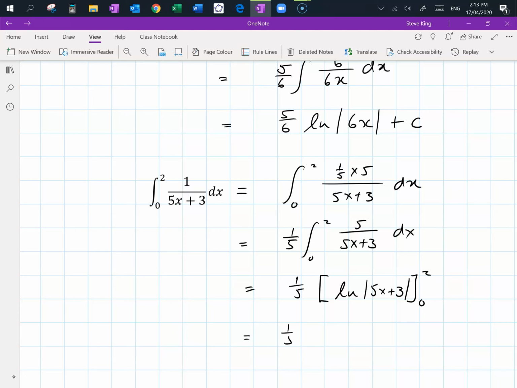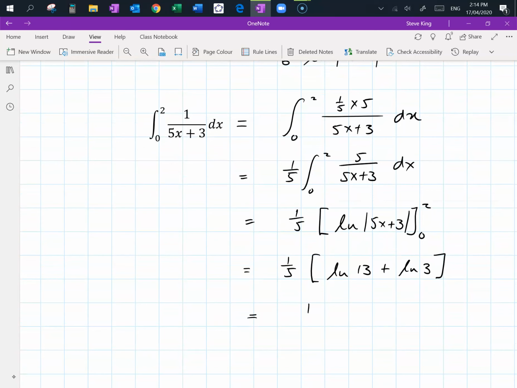So I have 1/5 of the natural log of 5 times 2, which is 10 plus 3, natural log of 13, minus the natural log of 5 times 0 plus 3, which is going to give me 3. And obviously I can combine those two, and that's going to give me the natural log of 13 over 3, in other words, 1/5 the natural log of 39. And I can leave my answer like that. That's a nice exact value.